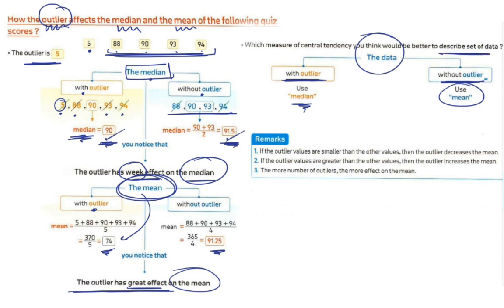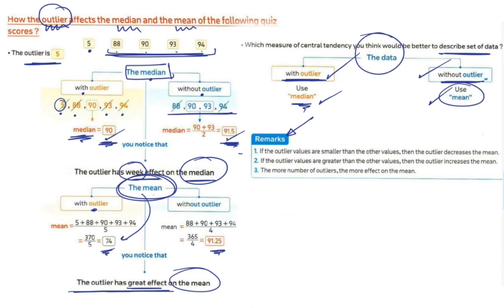Again, you have a group of data, some values. If you find an outlier, I will use what? The median. If I find there is no outlier, I will use the mean to describe this data. Okay, now we have some remarks to conclude this information.